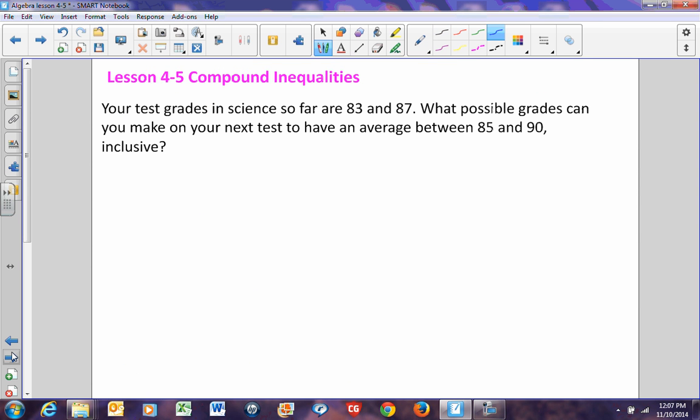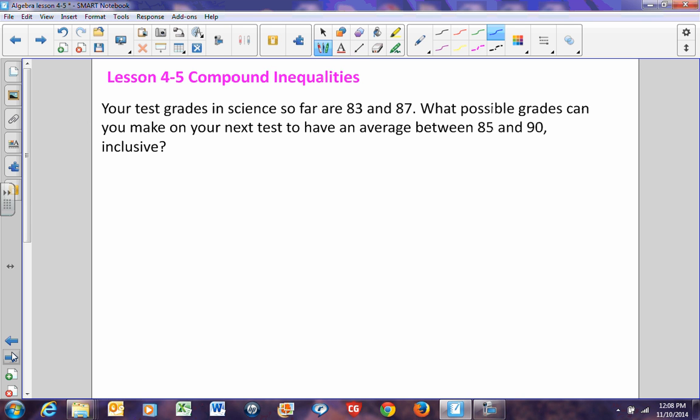We can write inequalities and solve them with word problems as well. This is a compound inequality dealing with the word and. Your test grades in science so far are 83 and 87. What possible grades can you make on your next test to have an average between 85 and 90 inclusive? Means it could include 85 and it can include 90. So I need to figure out how to write this inequality.